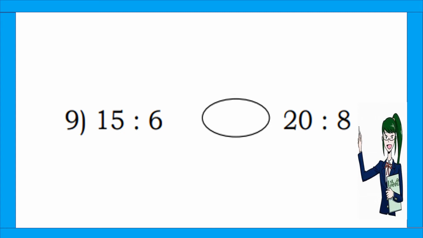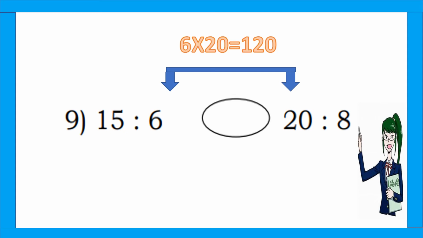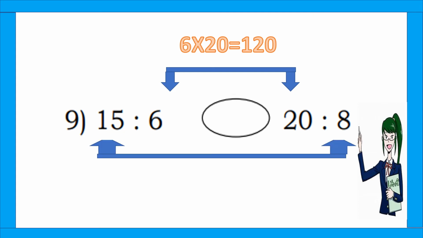Number 9. 15 to 6, blank, 20 to 8. The means are 6 and 20. Get the product of the means. 6 times 20 equals 120. The extremes are 15 and 8. Get the product of the extremes. 15 times 8 equals 120. The products are equal, therefore 15 to 6 and 20 to 8 are equal.